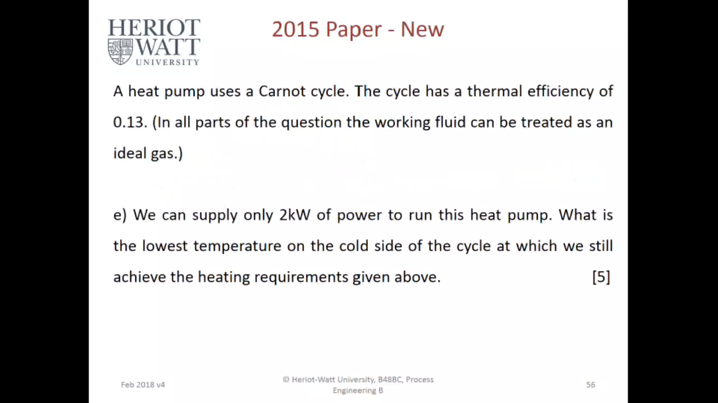Okay. So we can supply only 2 kilowatts of power to run this heat pump. What is the lowest temperature on the cold side of this cycle at which we still achieve the heating requirement? So if we have a power limitation, what is the lowest temperature we can reach? And it's just using the efficiency calculations.